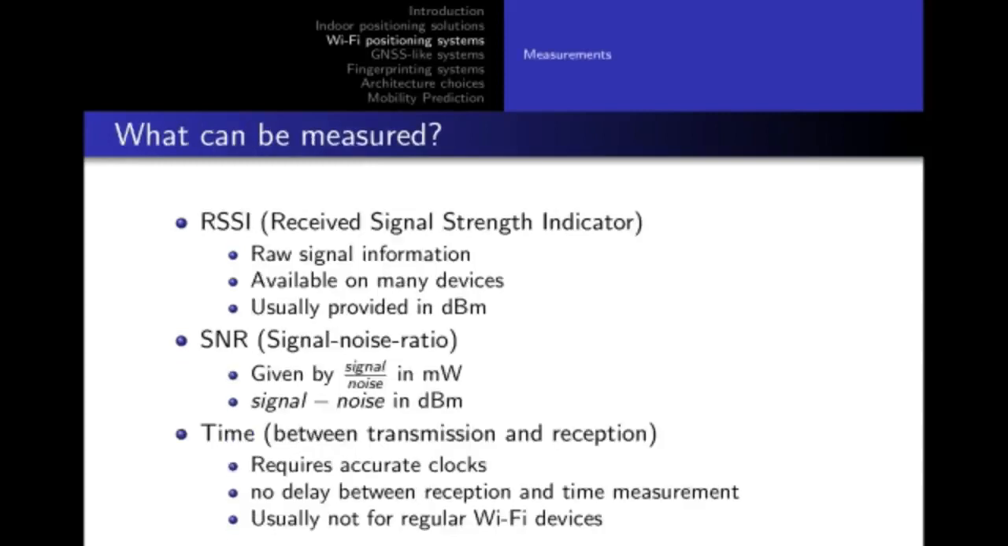So what can be measured? The received signal strength indicator is raw signal information which is available on many devices. Usually it's provided in dBm, so dB relative to the milliwatt. Then there is the signal-to-noise ratio, which is given by the signal over the noise in milliwatts, or signal minus noise in dBm. Then the time between the transmission and reception can be used, but it requires very accurate clocks such as in the GPS.